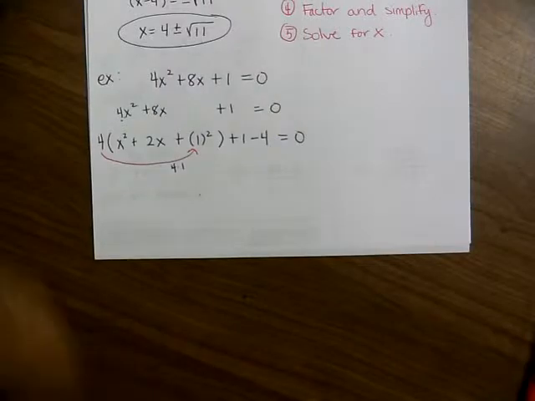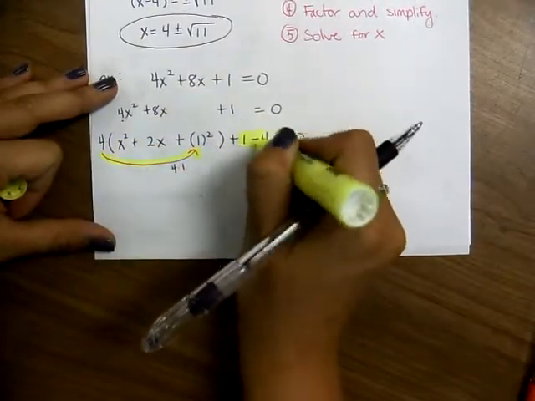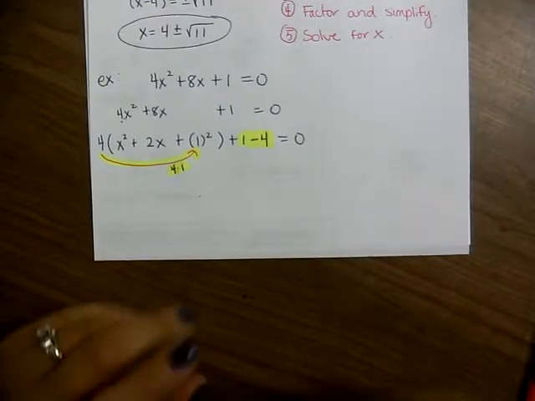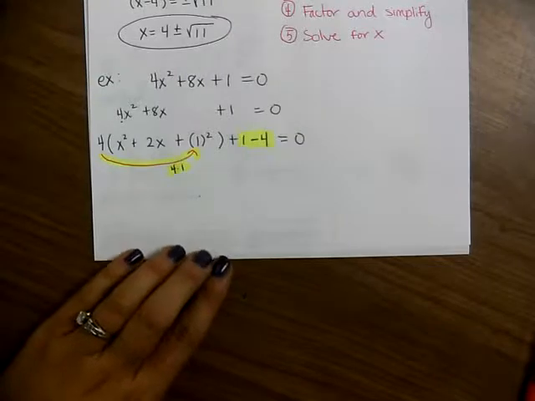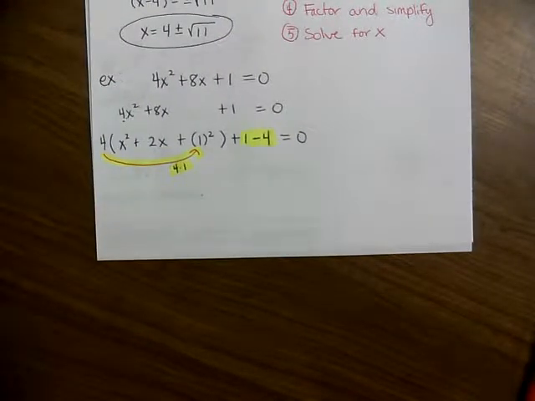Maybe highlight that or something, because this is, you know, the most common mistake made when completing the square, okay, is you forget that you have to distribute to every one of those terms.